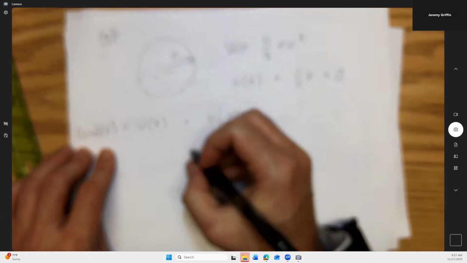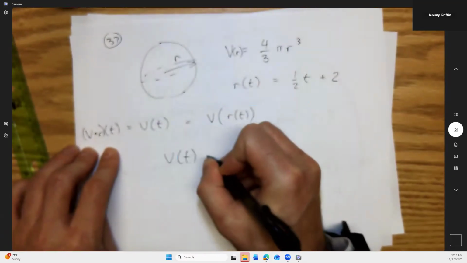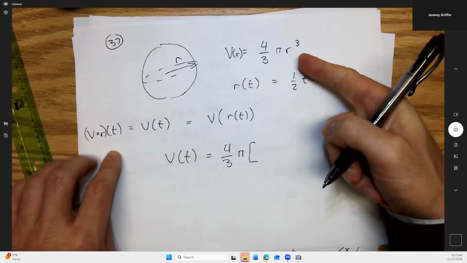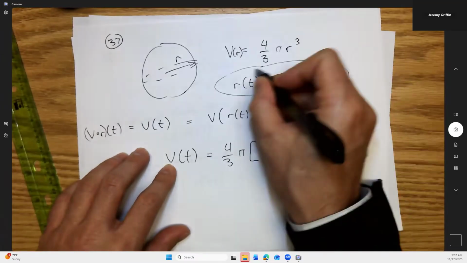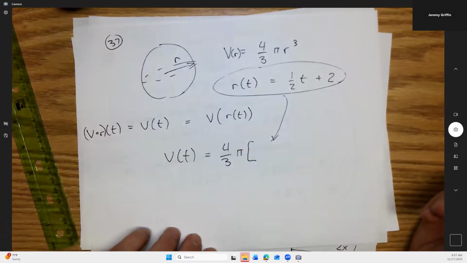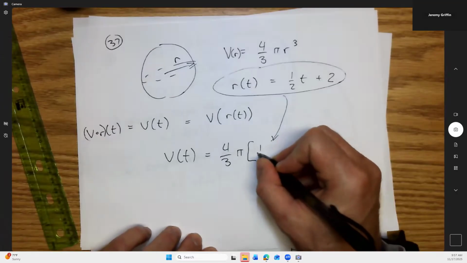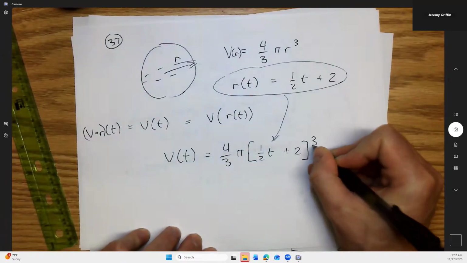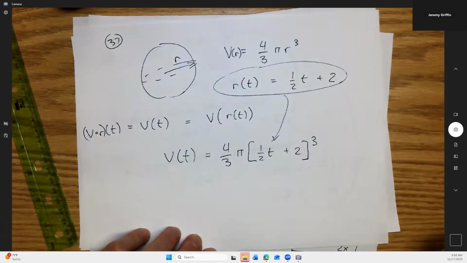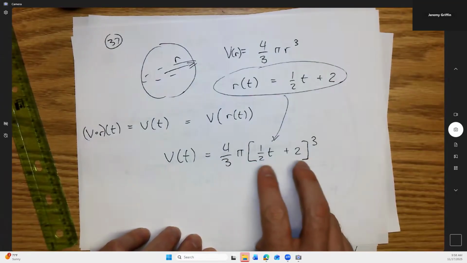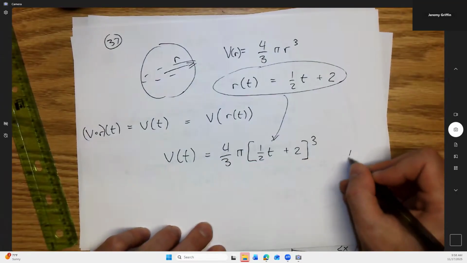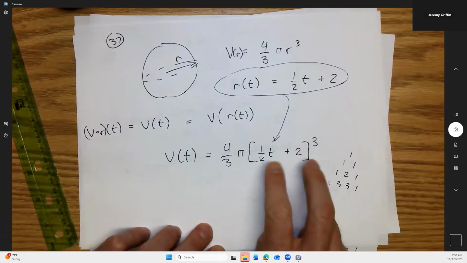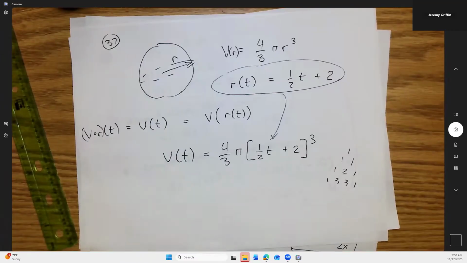All right, so let's put it all together. So volume as a function of time could be 4/3 pi, and then it's radius to the power 3, but radius is this whole function right here. I'm gonna pop that in place of radius. In terms of how much time has passed, it's 1/2 t plus 2, and that's all being raised to the power of 3. Now, you could expand this out. Do you guys remember Pascal's triangle? 1, 1, 1, 1, 2, 1, 1, 3, 3, 1. So you could totally expand this out. Might take a little bit of time.